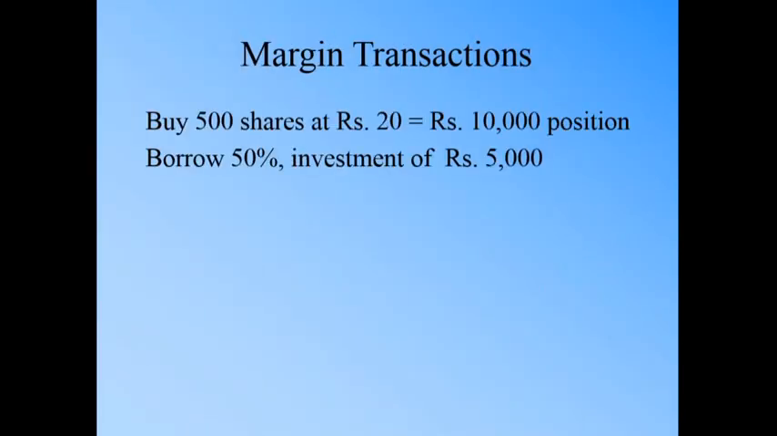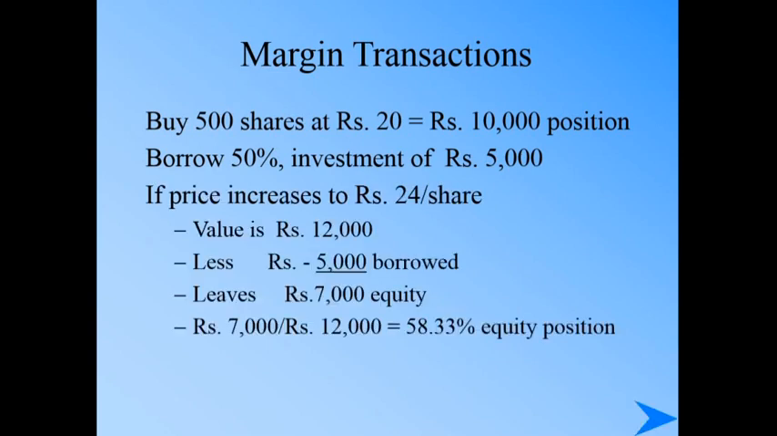Just an example: you purchase 500 shares of a company when its price was 20. So 500 shares at a price of 20, the total value is 10,000. Let's say your margin requirement is 50%, and you borrow 50%. So 50% of 10,000 is 5,000 borrowing, and your investment is 5,000.